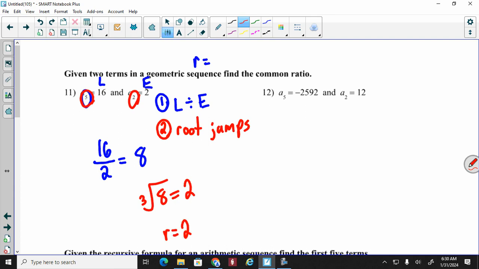All right. Question number 12. Let's see, same thing. I'm going to take the later term, and I'm going to divide it by the earlier term, and then I'm going to take the root of what I got, and I end up with -6. So r is equal to -6.